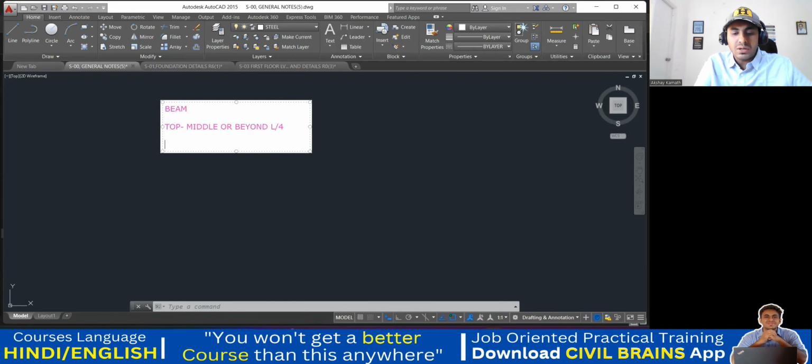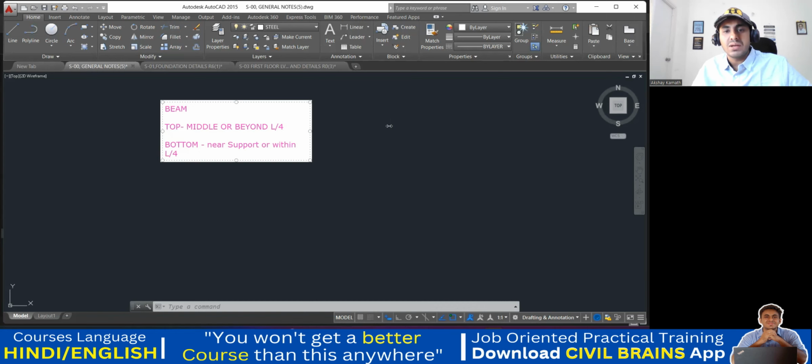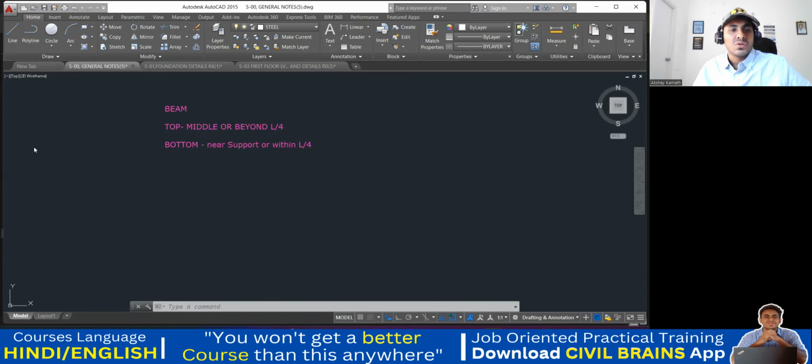Now coming to the bottom bar, for the bottom, you should lap near the support or within L/4. Now understand the concept. Why do we need to follow this in the beam? Usually if I take a beam, if this is my beam, I'll put a fixed support here. And this is my beam. Got it? So usually what is the behavior of your beam? Usually we'll be having a negative bending moment here. Then it will turn into a positive bending moment.